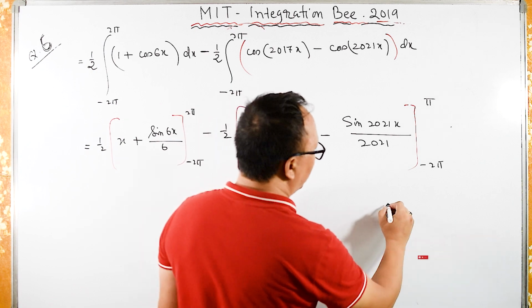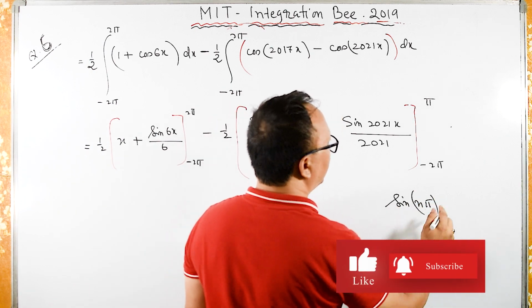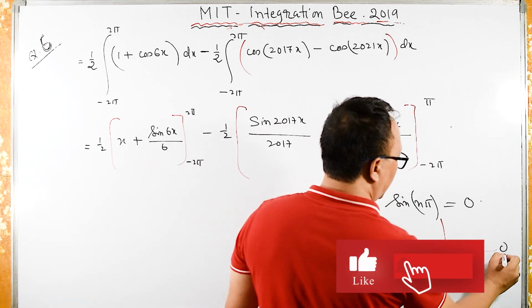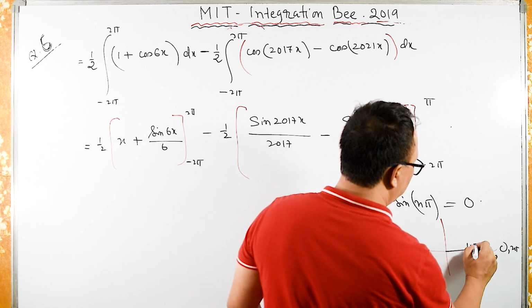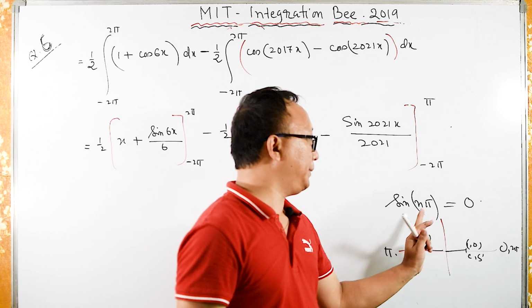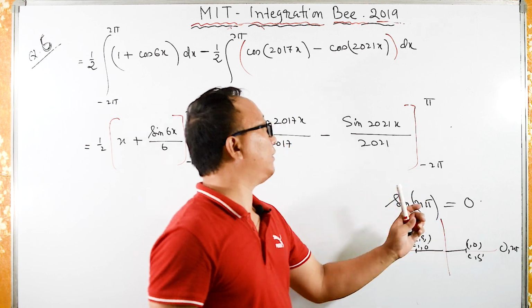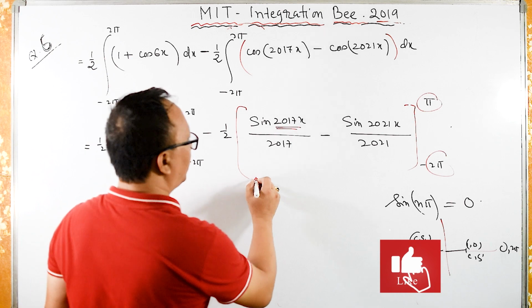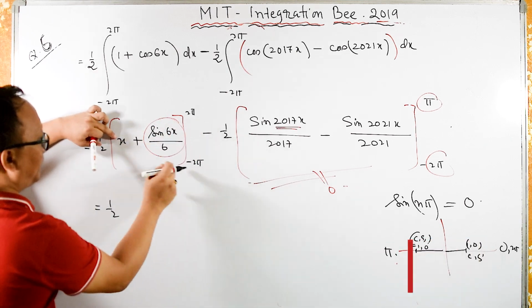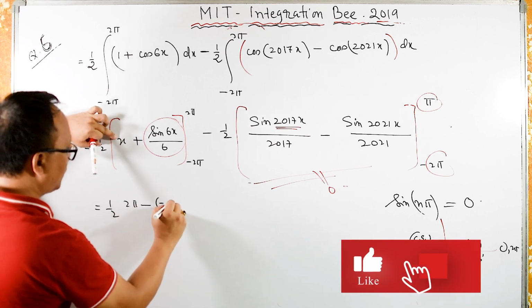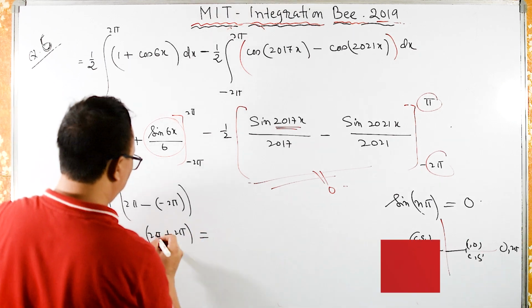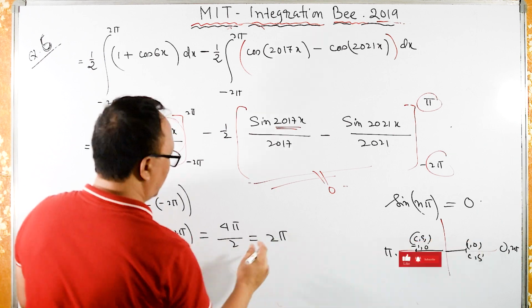Remember the values of sine of a multiple of pi: a multiple of pi is always 0. Here we have 0, here pi, and then 2 pi, here cos and sine: 1 comma 0, here minus 1 comma 0. Sine 0 is also 0, sine pi is also 0, and for whatever multiple of pi, sine n pi is 0. Therefore, whatever sine you have, all of this becomes 0, and this part also is going to be 0. We have half, here upper limit minus lower limit means 2 pi minus of minus 2 pi, which is the same as half, 2 pi plus 2 pi, which is 4 pi upon 2, which is 2 pi.